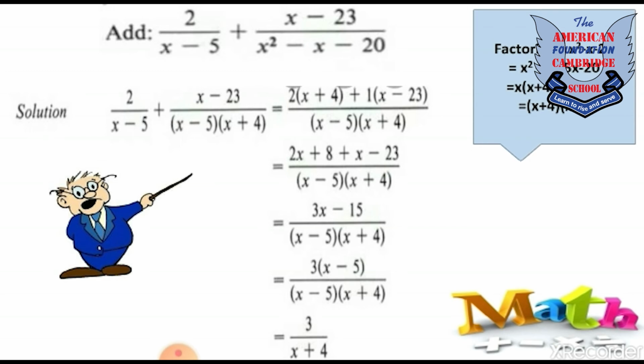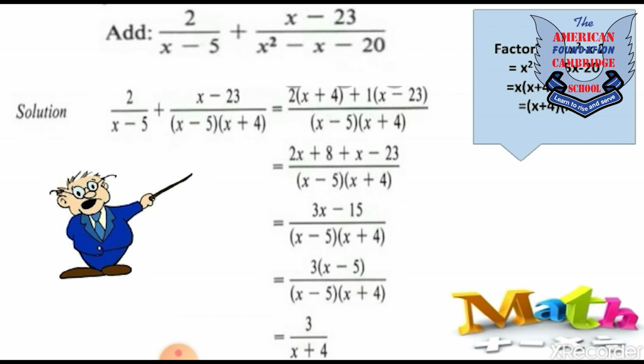2x plus x will be equal to 3x and plus 8 minus 23 is equal to minus 15. Last step, it is possible to factorize the numerator here, so extract the common factor 3 and you will get x minus 5 inside the bracket.